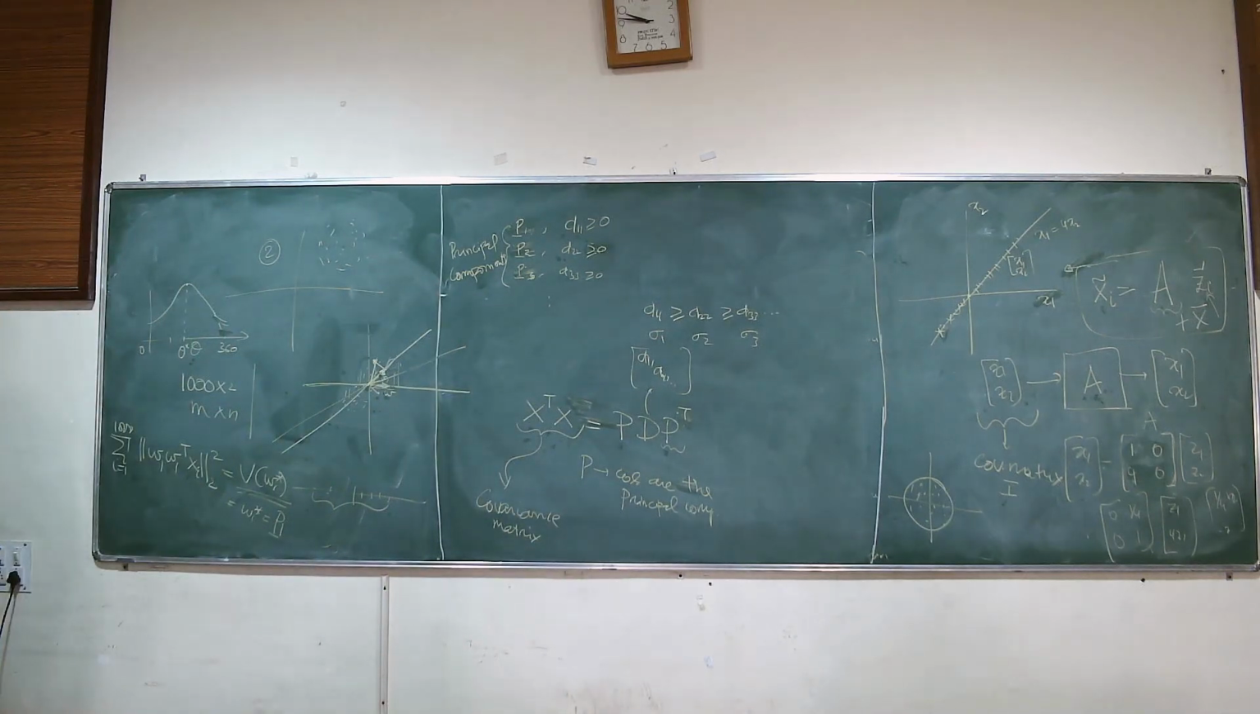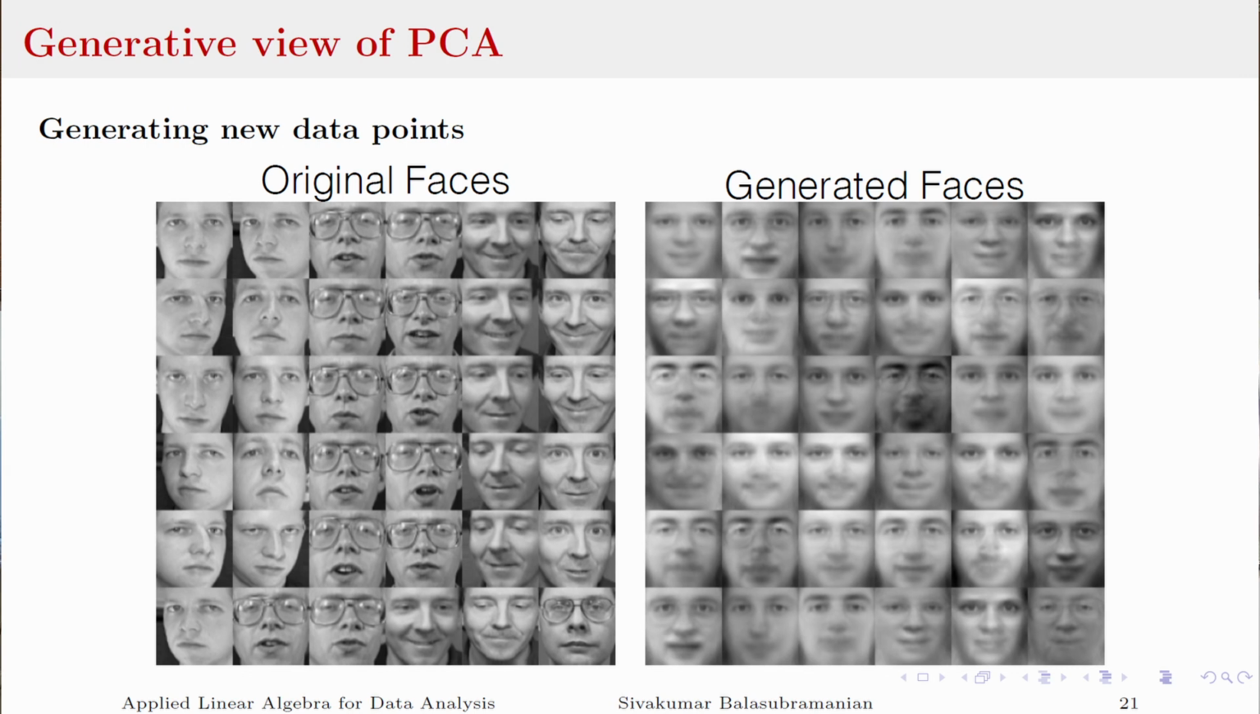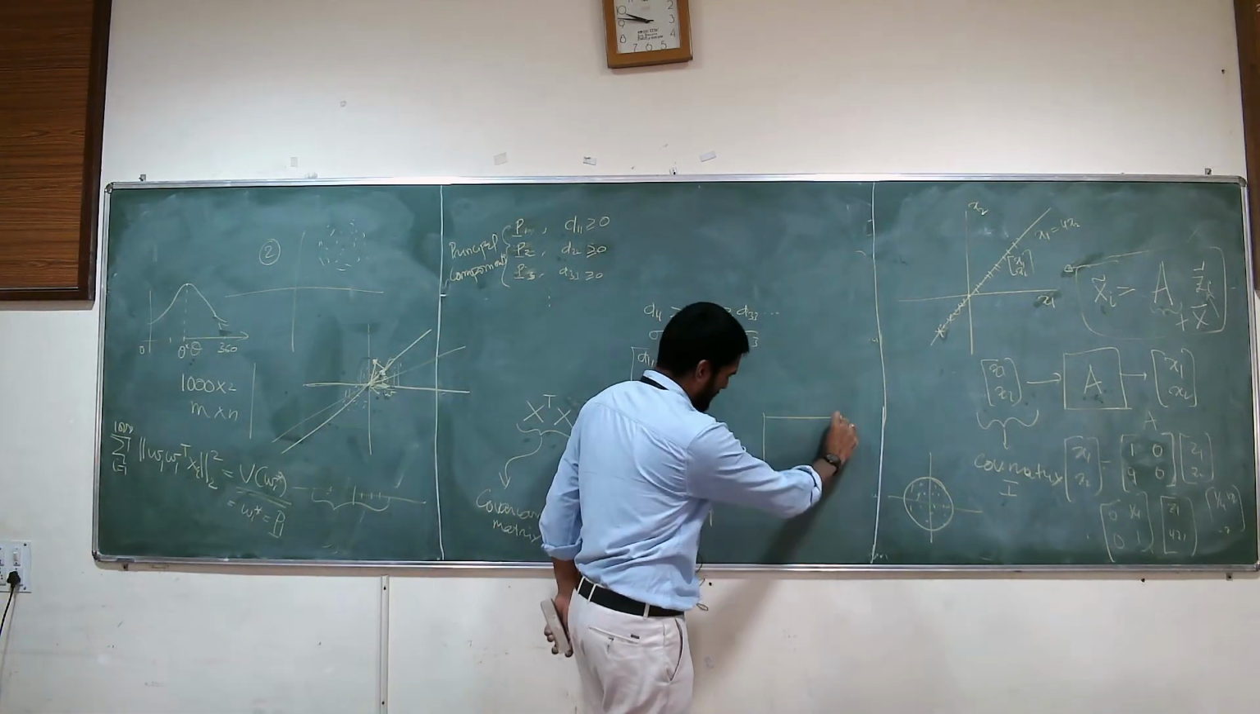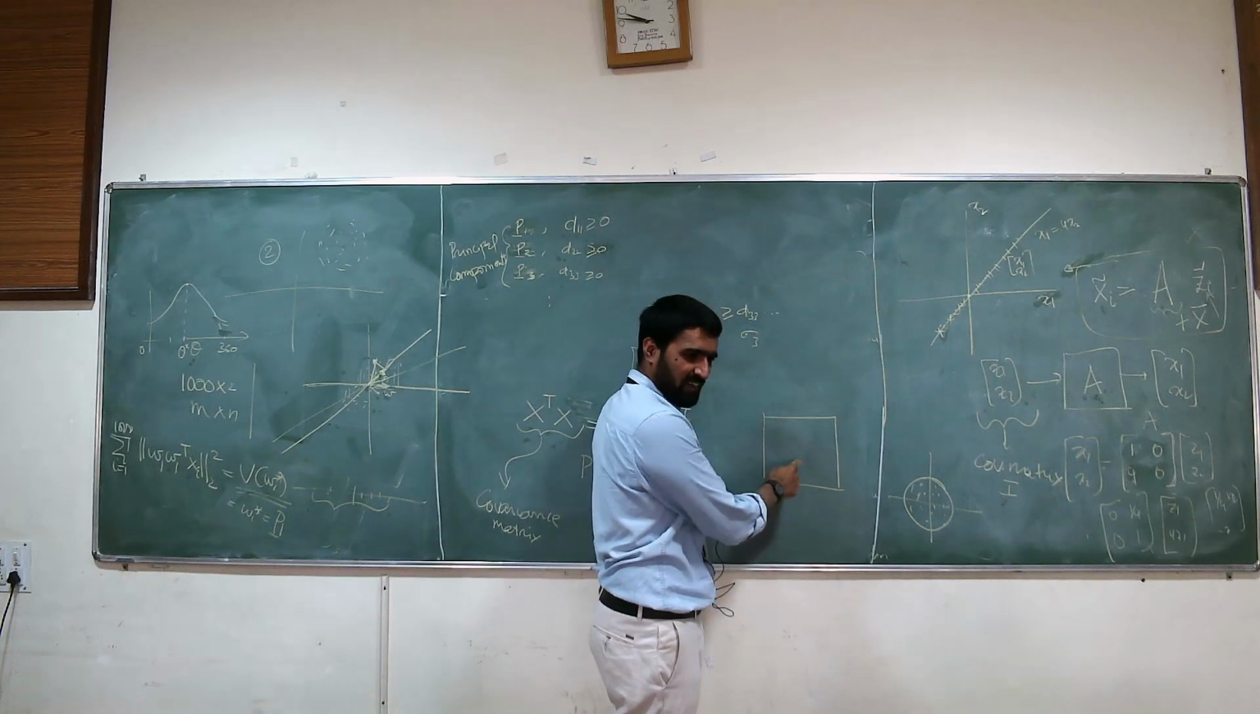Now, let's say we have a bunch of face measurements. This is a popular example. You can go online and you should be able to find videos on this as well. Let's say we have a bunch of measurements. We take these faces, these pictures. A picture is a rectangular arrangement of numbers.